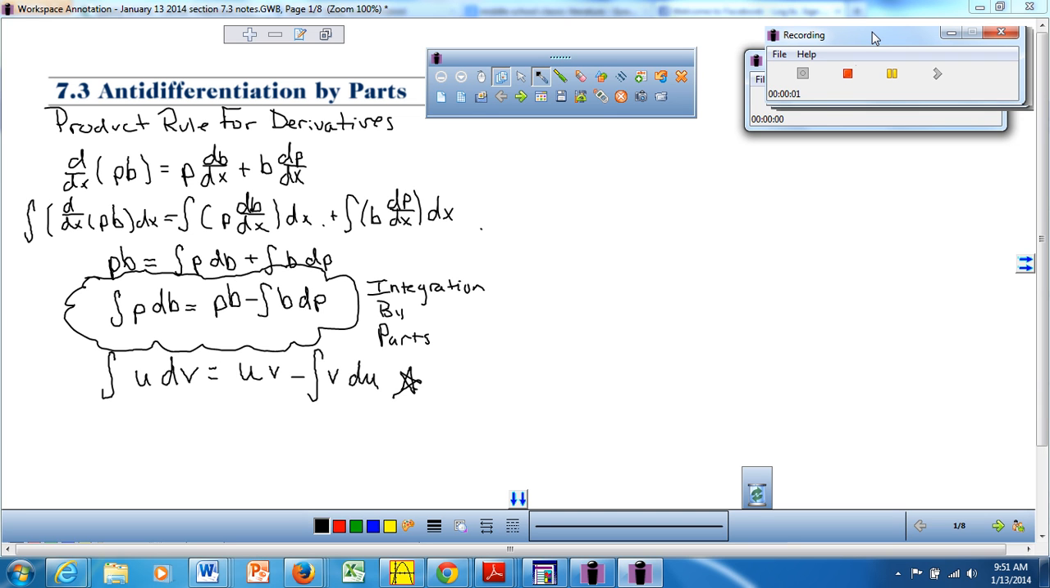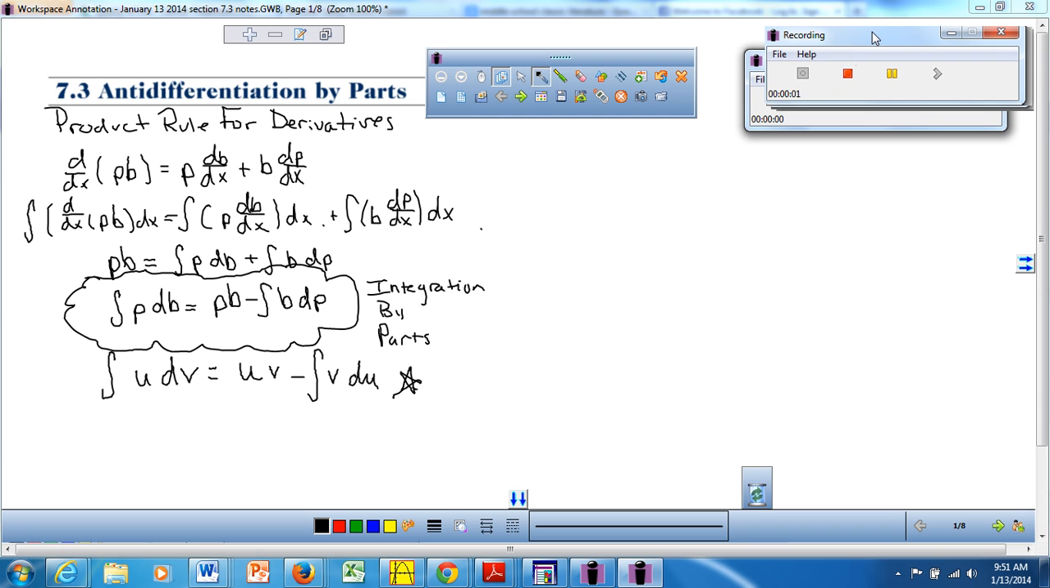for differentiation, for derivatives. If I want to take the derivative of a product, I get the first times the derivative of the second, plus the second times the derivative of the first, correct? That is the product rule. So to get integration by parts, which comes from that, we integrate that whole equation. So I'm integrating this entire equation to work backwards to get my new method for integration.